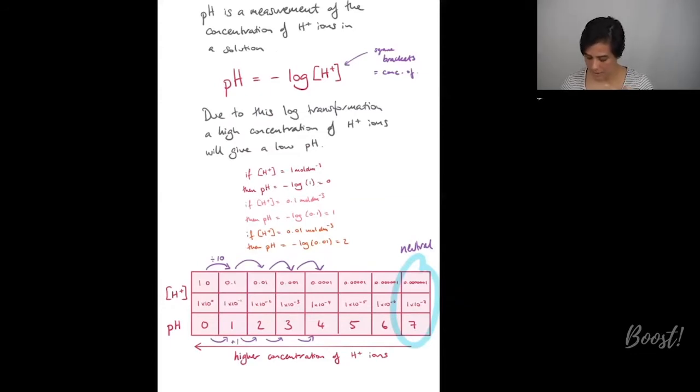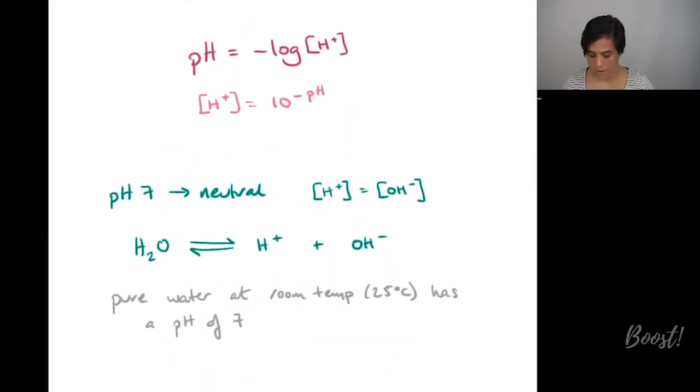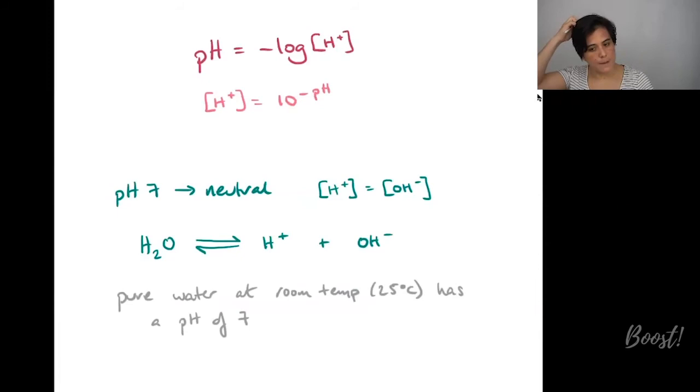Okay, and just while we're talking about neutral for a second, I'm going to bring up the idea of pH neutral so that we can come back to this later. We're still talking about pH as a function of the concentration of H+ ions, but neutral is neutral because what happens at pH 7 is that the concentration of H+ ions is equal to the concentration of OH- ions. And this would be true of water at room temperature.